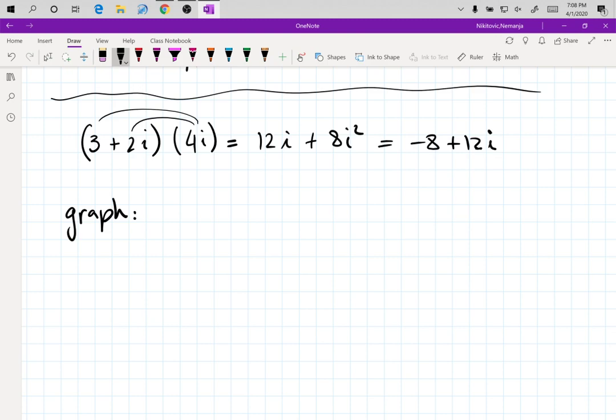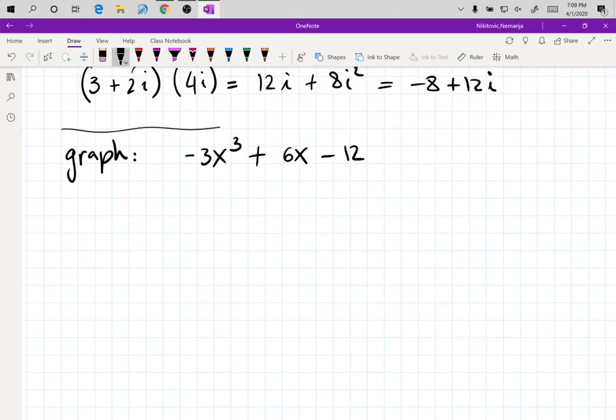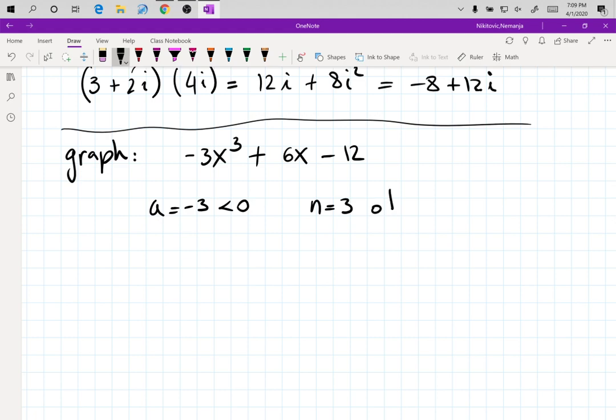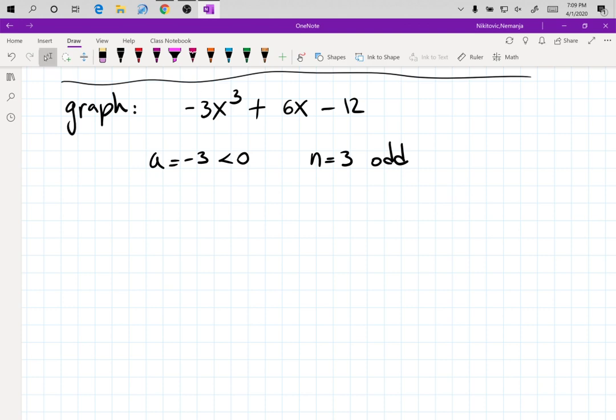So graph negative 3x cubed plus 6x minus 12. Right. So we use the leading term test, right? You're going to say my a is negative 3, which is less than 0. My n is 3, which is odd. Right? Those are the two things I need to know. So now I just sketch the graph and I'm done.